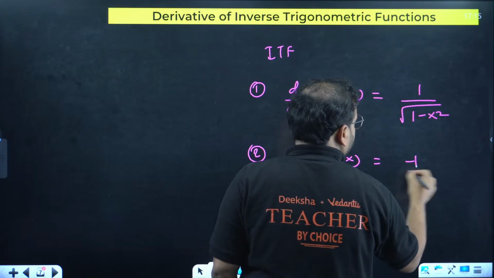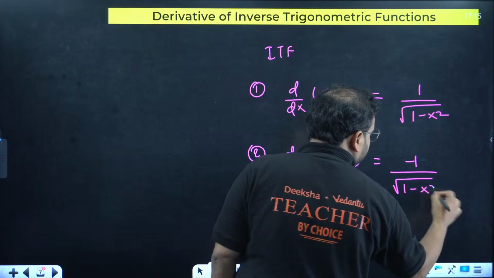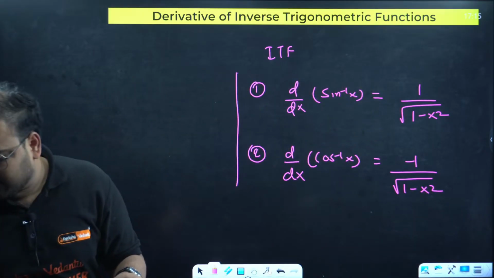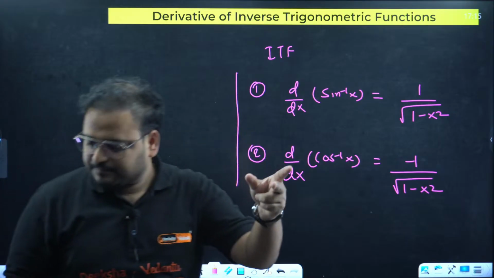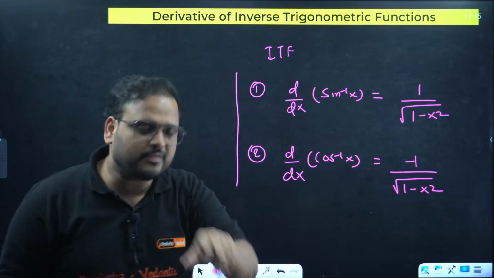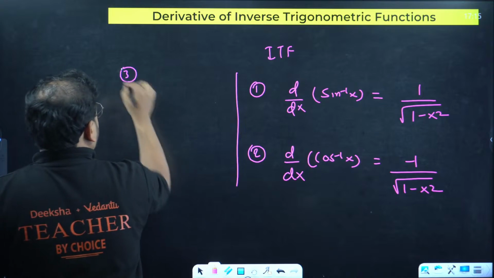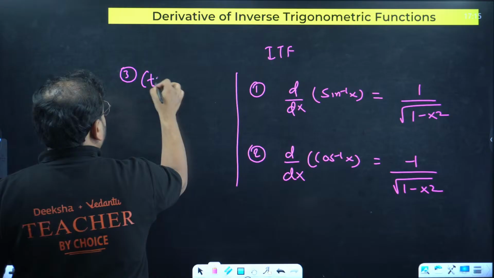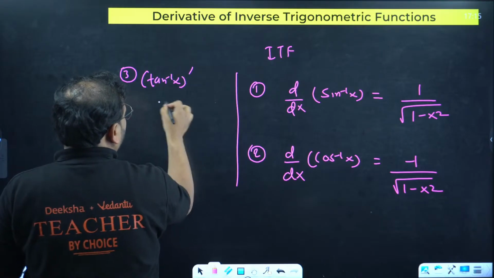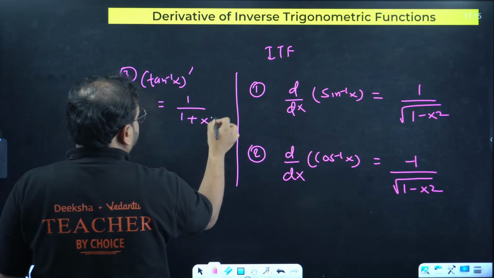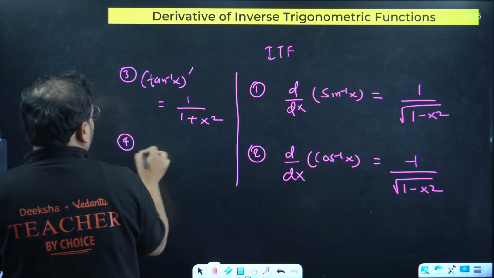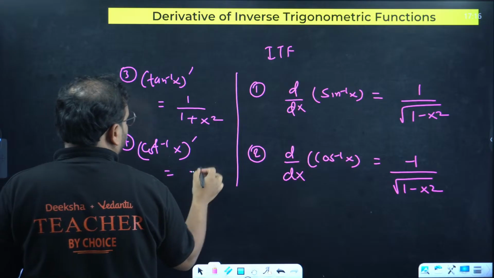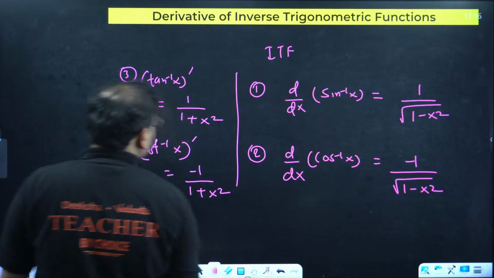What about this? Now tell me which other two look similar? Tan inverse and cot inverse. We'll write that. So again we'll have tan inverse derivative, 1 upon 1 plus x square. And the fourth one, cot inverse x derivative. What is this going to be? Minus 1 upon 1 plus x square.